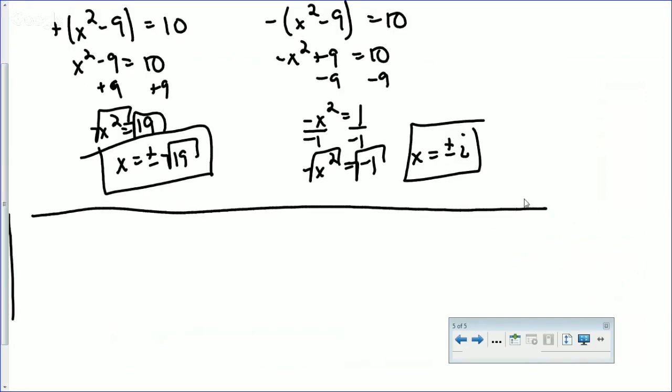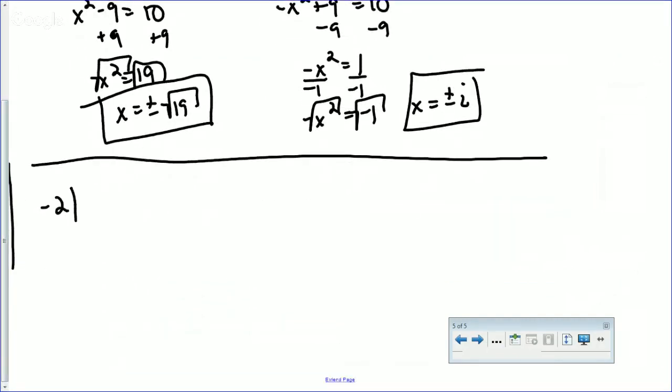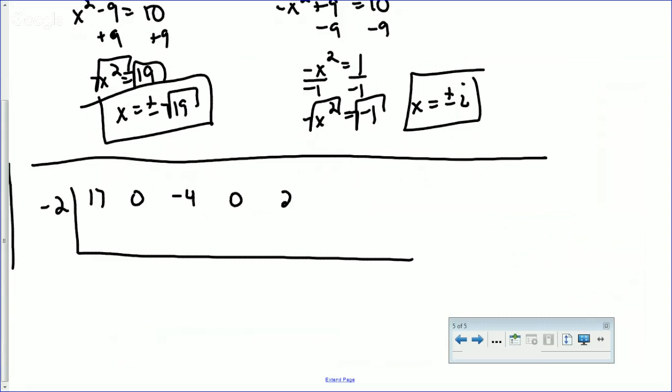Okay, number 2 says to divide, and it gives you that polynomial there. So we'll use synthetic division. We'll put negative 2 out front. And notice it's not in order, so we have to go 17, 0, minus 4, 0, 2, minus 10. Okay, so we'll bring down 17. We'll multiply by 2 and get negative 34. We'll add. We'll multiply by 2 and get 68. We'll add to get 64. We'll multiply to get negative 128.